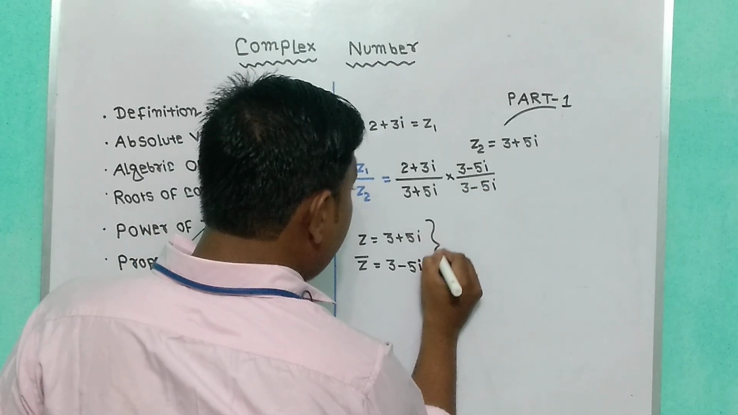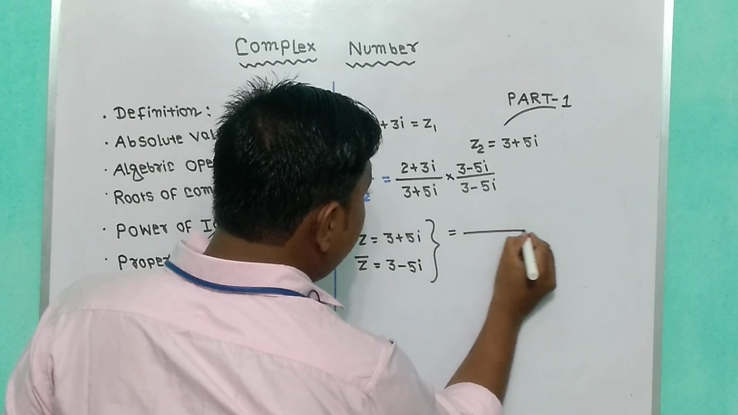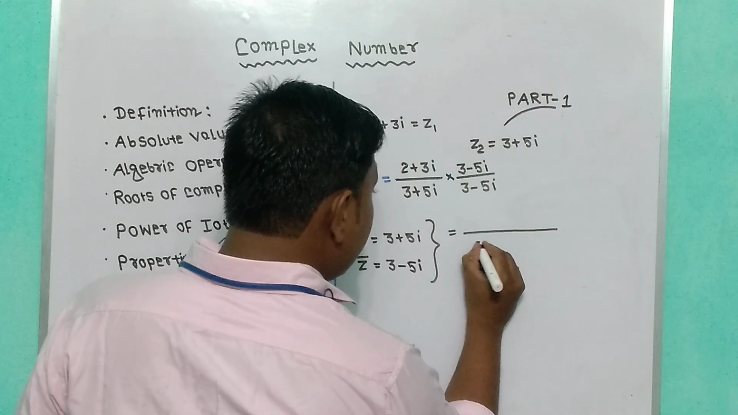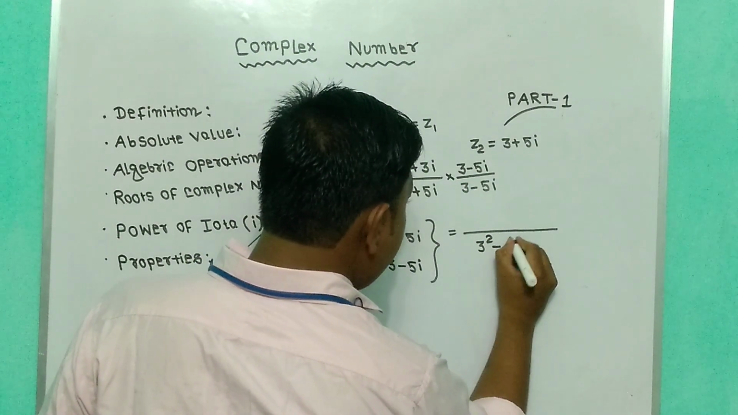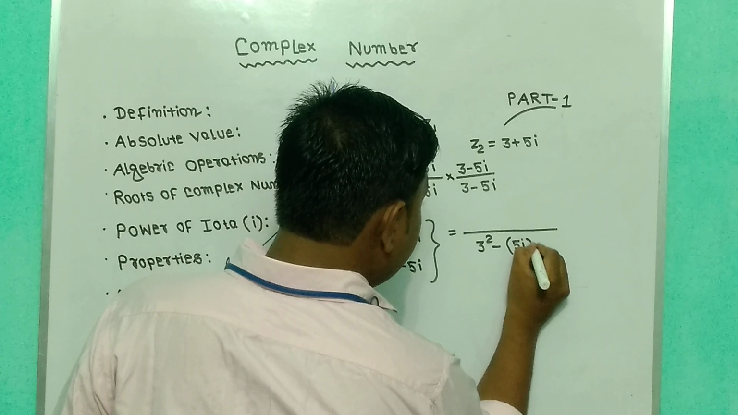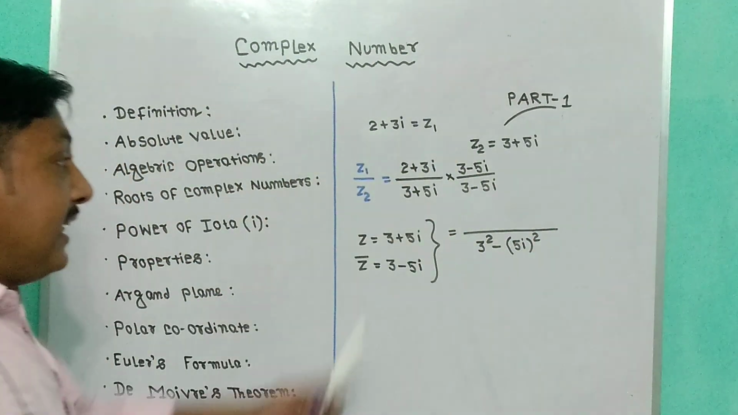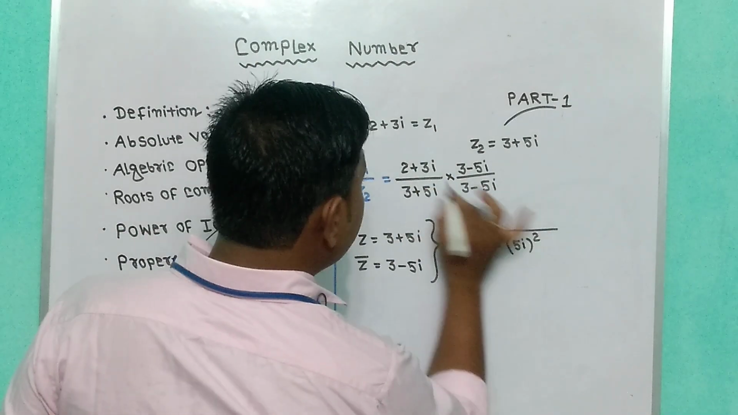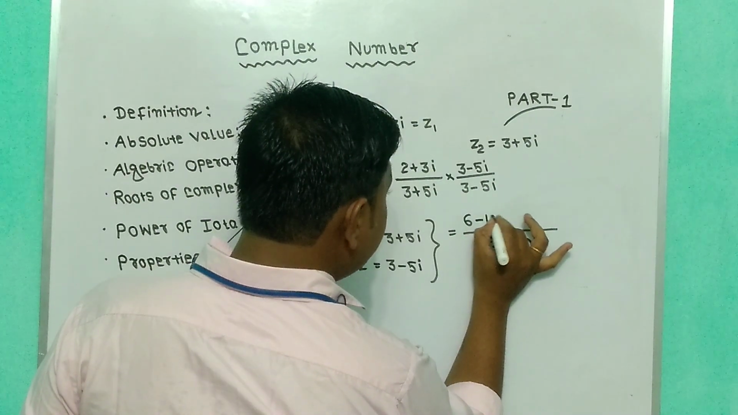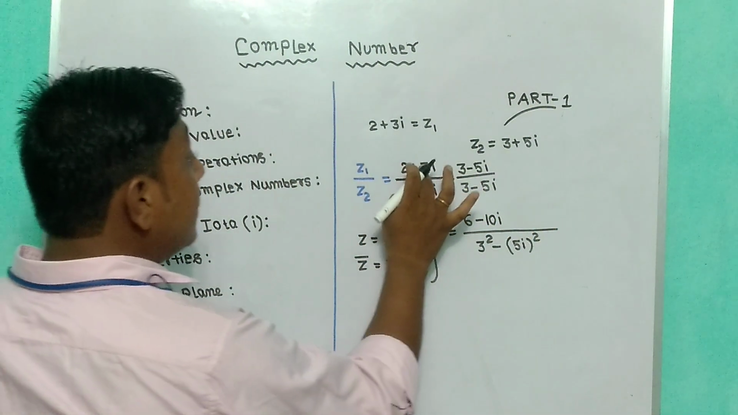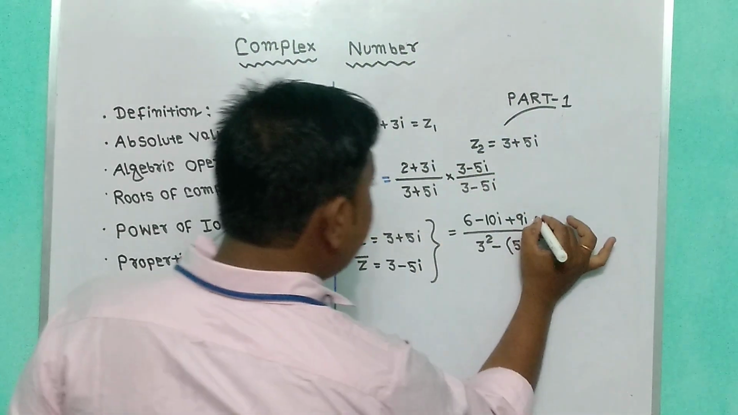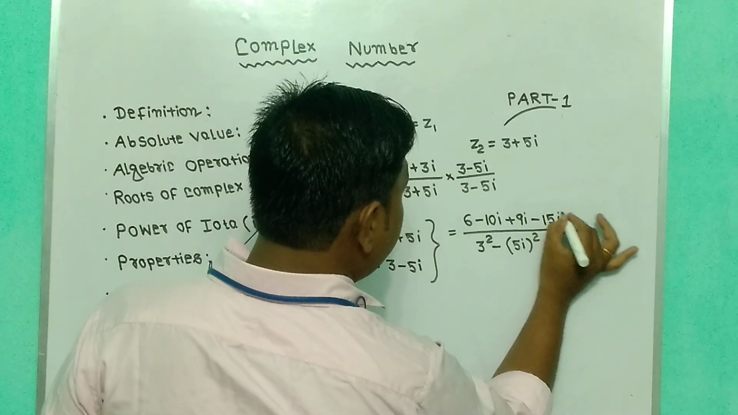Clear? So now see that the denominator part is a plus b into a minus b. So we can apply a square minus b square. So 3 square minus 5i, that square. And now we multiply the numerator things. So 2 into 3, 6, plus 2 into minus 5i, that means minus 10i, plus 3i into 3, that means plus 9i.